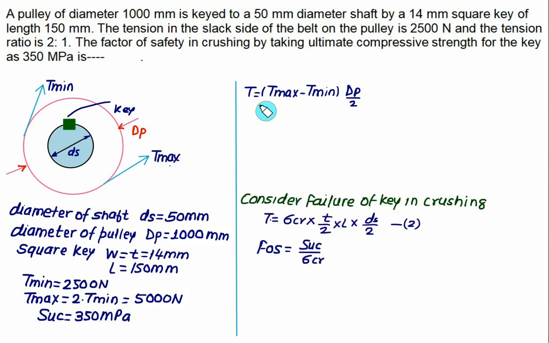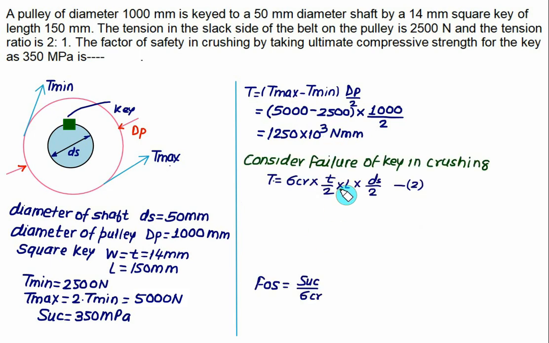First we calculate the torque by the pulley, which is T max minus T minimum multiplied by dp by 2. In this case we have the maximum tension equal to 5000 Newton, minimum tension equal to 2500, diameter dp equal to 1000 mm. So it is multiplied by 1000 and divided by 2. That is equal to 1250 into 10 to the power 3. This answer will come as Newton mm.